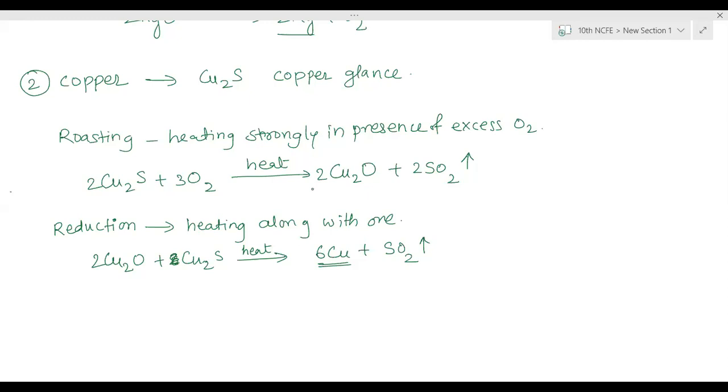Completed? Yes, ma'am. These balanced reactions, you have to remember. This year they have asked this question for 5 marks, but five different reactions they have asked for 5 marks. One second, I will check that question.